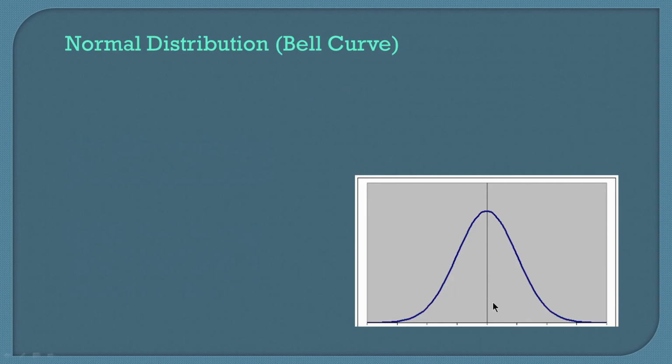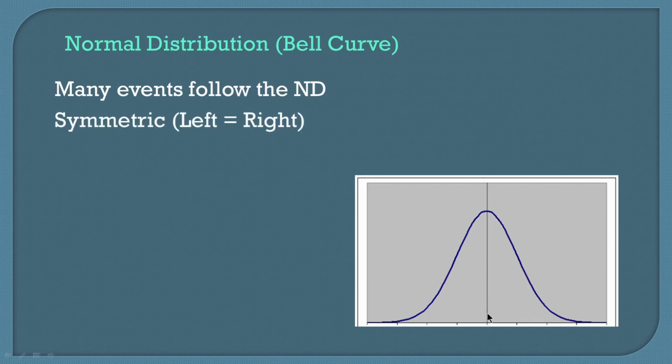A normal distribution is also known as a bell curve because the shape of a normal distribution looks like a bell. Many events in real life follow a normal distribution, such as height and weight, shoe sizes, income, or blood pressure. Let's look at some of the characteristics of a normal distribution. Here is the center of the normal distribution, and a normal distribution is symmetric. This means the data on the left-hand side is the same as the data on the right-hand side. If the data on the left is 50 units, the data on the right is also 50 units. They are mirror images of each other.